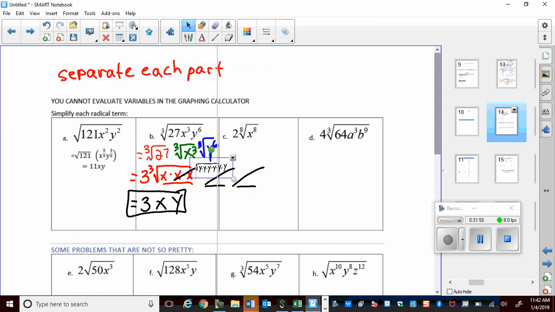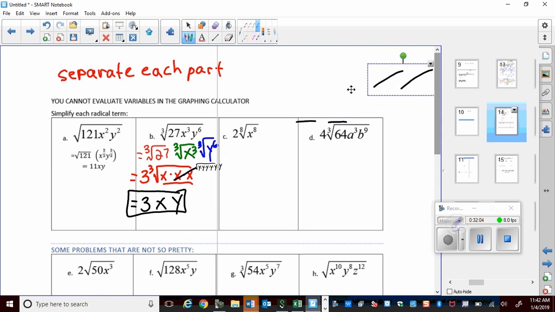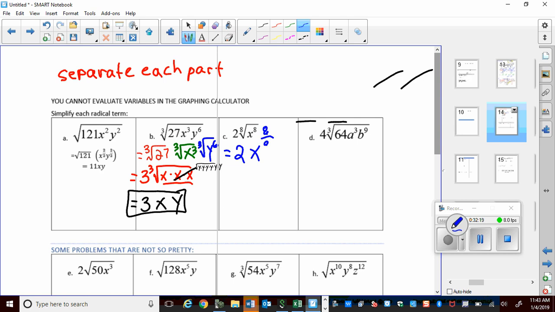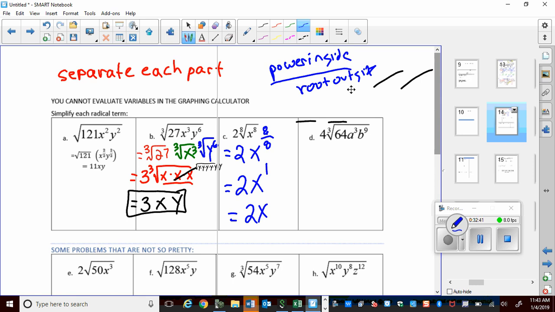Next one, we're looking at 2 times the eighth root of x to the 8th. I'm not going to do all those numbers. So what I'm going to do is say 2 times x to the 8 over 8, the power inside divided by the root index outside. It makes it easier to simplify. This equals 2x to the 8 over 8, which is 1, or just 2x.